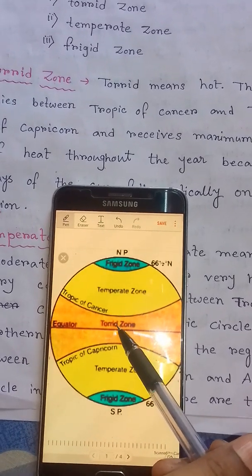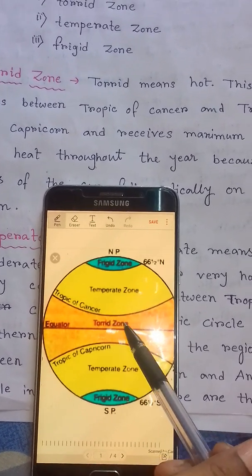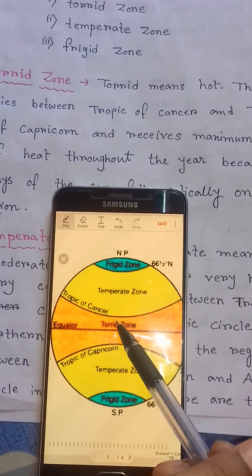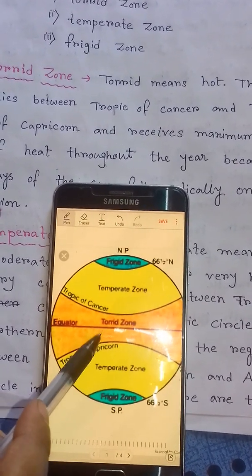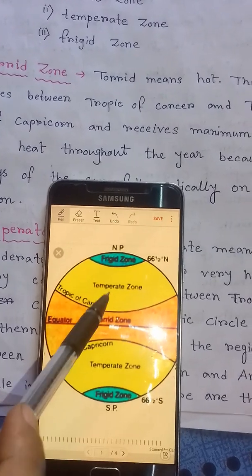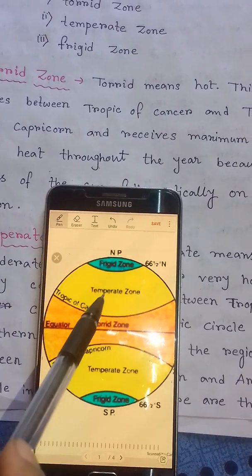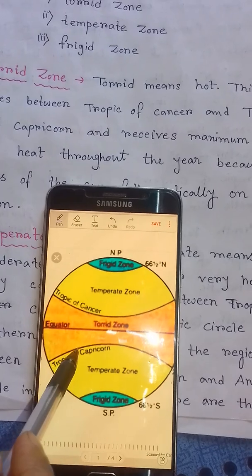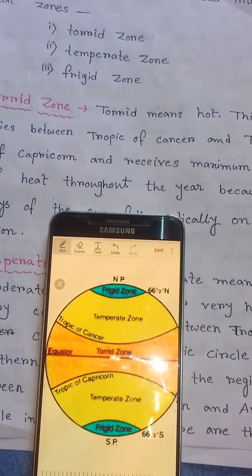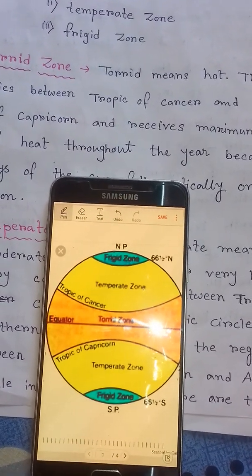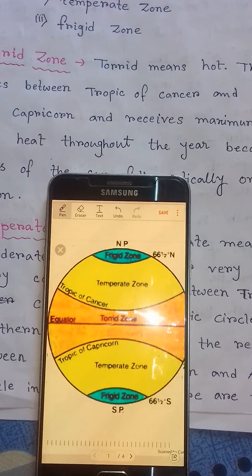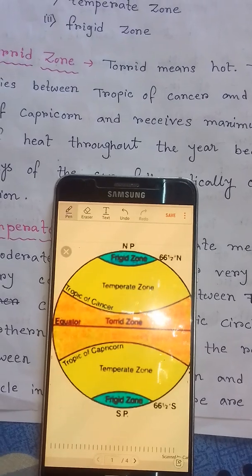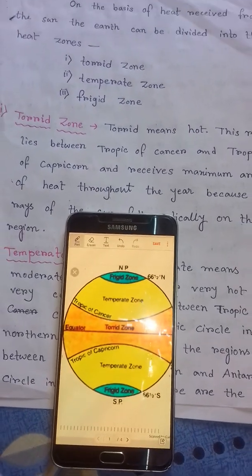This zone receives maximum amount of heat throughout the year because the rays of sun fall directly in this zone. Directly means at 90-degree angles, or vertically, on this zone. That's why this zone receives the maximum amount of heat from the sun, and it is hot throughout the year. So this is called torrid zone.